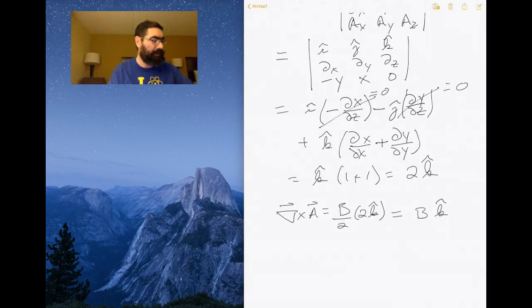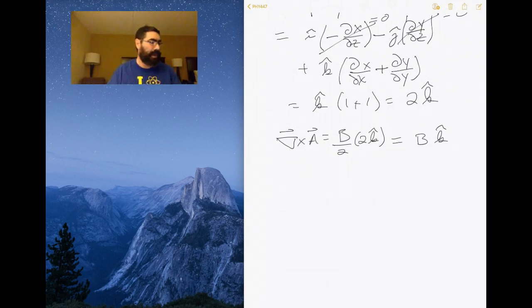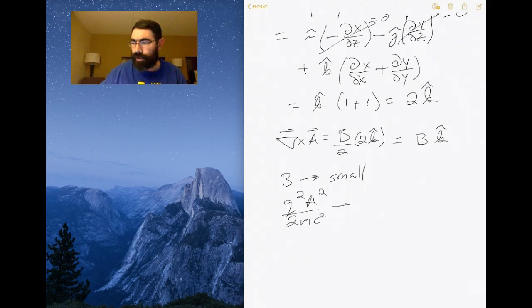direction. Okay, so one other thing we're going to do is we're going to assume that if B is small, then this term here, q squared times A squared over 2mc squared, is going to go to 0.